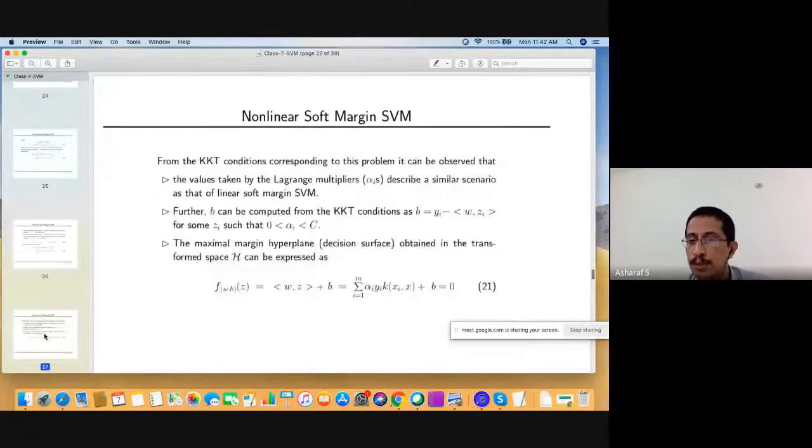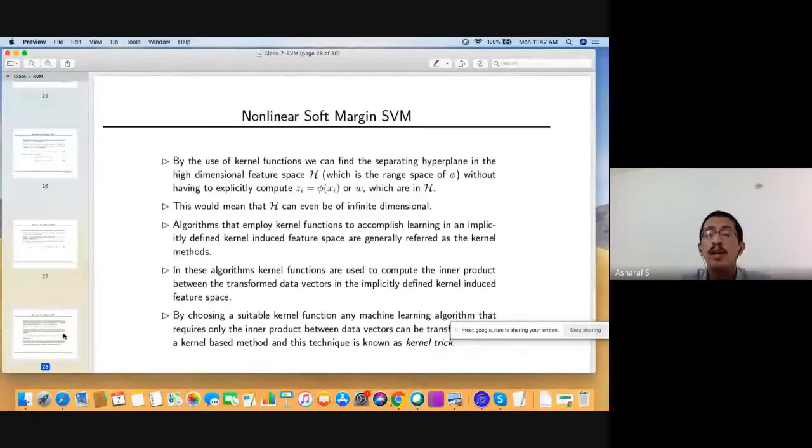In the transform space, you don't work with x vectors anymore, you work with z vectors. So w transpose z plus b equals the sum of alpha i yi times zi dot z, plus b. Instead of that, zi dot zj can get replaced by k of xi, xj, plus b. That's the only difference, right? Instead of xi dot xj, you'll have k of xi, xj. That's the only difference when it comes to computation.